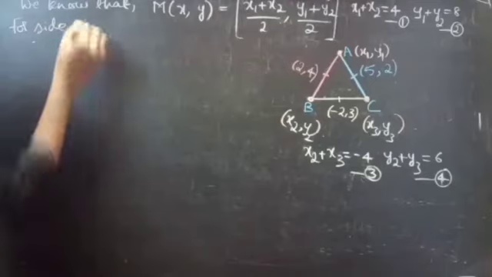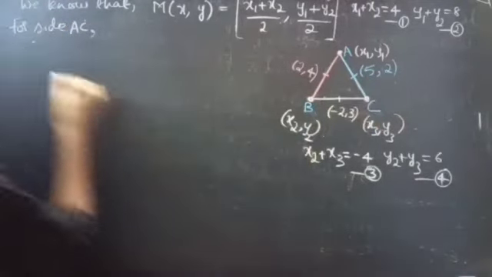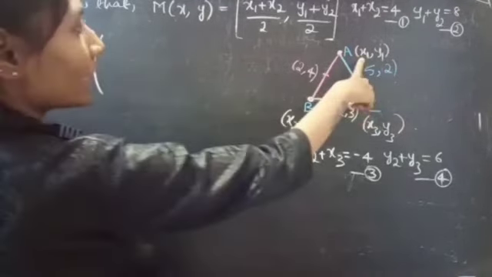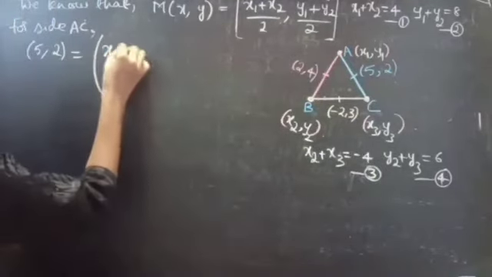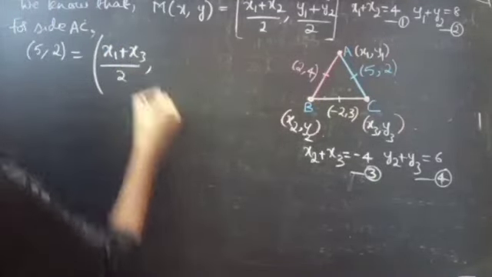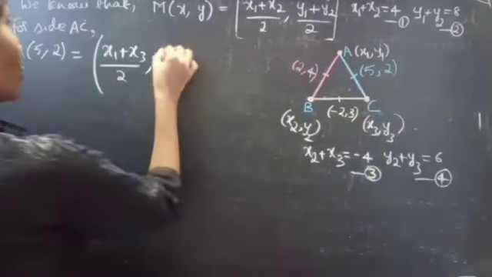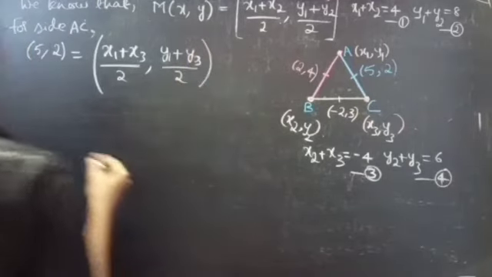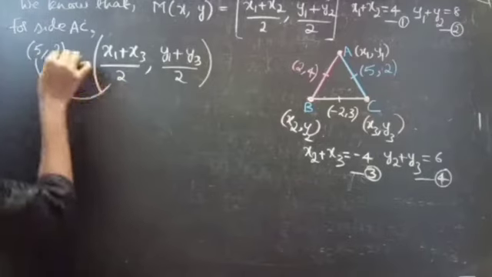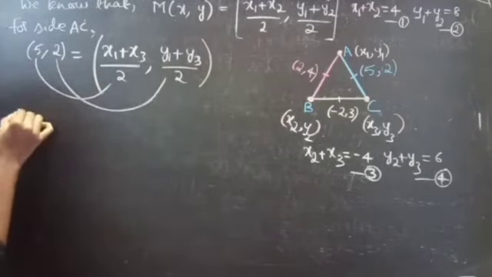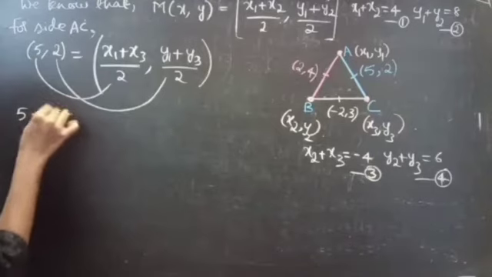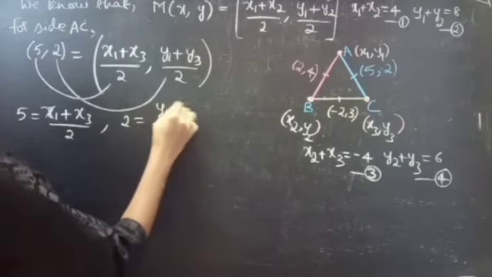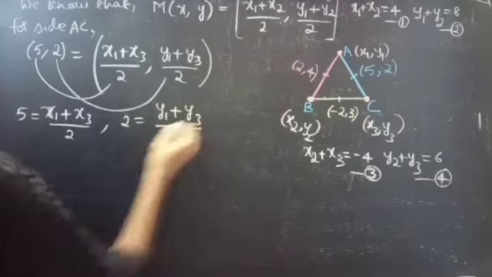For side AC, (5, 2) equals (x1 plus x3 by 2, y1 plus y3 by 2). Again, equate the x coordinates and y coordinates. So you'll get 5 equals x1 plus x3 by 2 and 2 equals y1 plus y3 by 2.